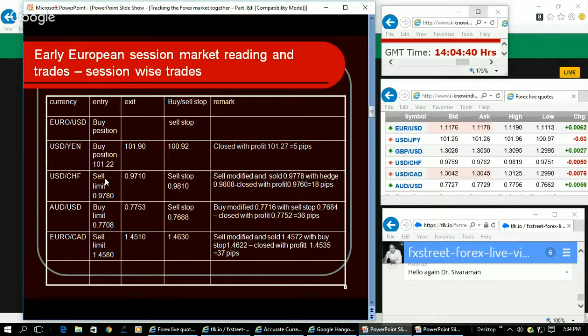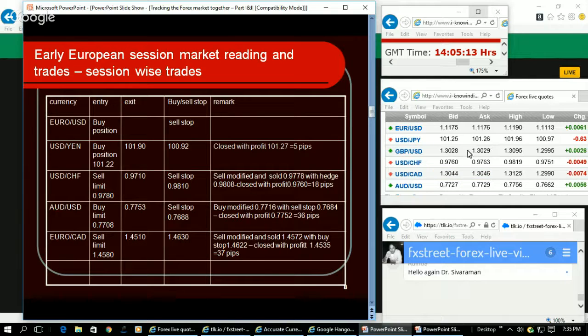So after closing all the positions, USD was filled at 101.22. Then subsequently the market came down to 100.97. Fortunately, the hedging was not filled. Again, they have gone up to 111.27. So I just closed it with 5 pips profit because I wanted to close all the positions as a session-wise trade, that is, take the position and close the position within the same session.